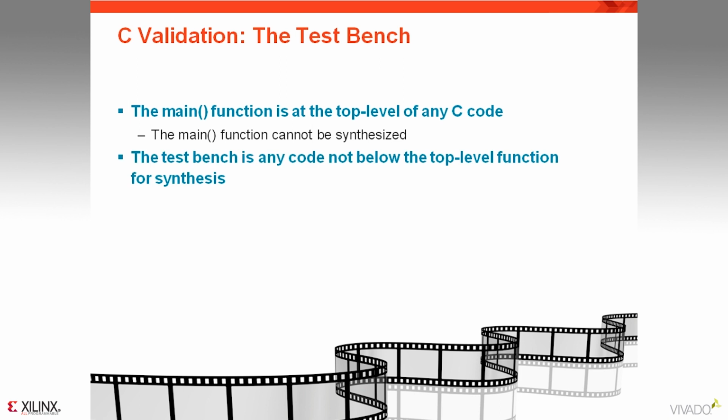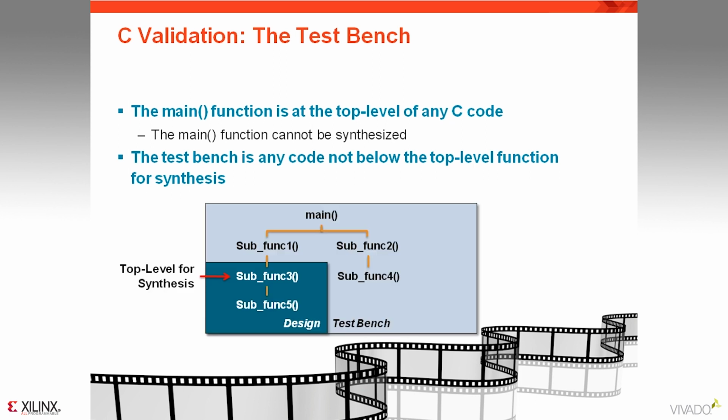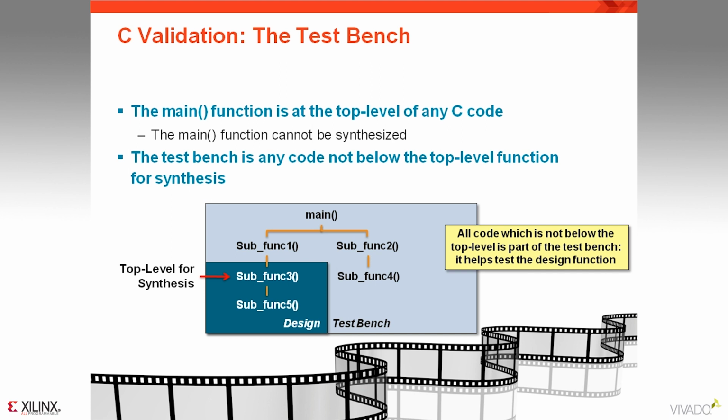The following diagram helps explain this concept. Function main is at the top level of the C source code. Within the hierarchy, function sub-func3 is identified as the top level for synthesis. Everything below this function will be synthesized. This is referred to as the design function, or sometimes simply the top level function. Everything outside this area is referred to as the C test bench. All code which is not below the top level function for synthesis is part of the test bench. It helps test the design function.